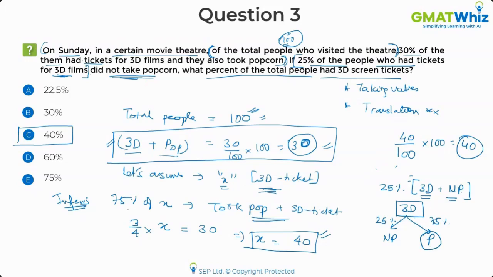Because that's how you can divide it. They told 100% people who are watching 3D tickets. Out of this, 25 not having popcorn. So 75% of these number of people who are watching 3D are having popcorn. This number I already have, which is 30. So that's what I'm writing. 75% of X. X is what? All people who are watching 3D. That is equal to 30. So from here, I can cancel this out and get X as 40, which is the number of people who had 3D tickets. So this number is basically 40.